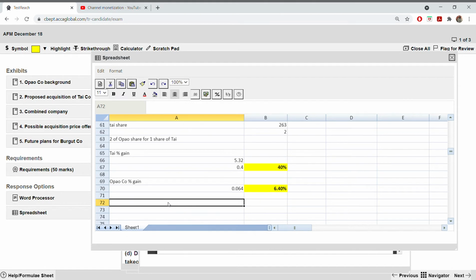Next, mixed offer. Finally, mixed offer. Mixed offer is usually supposed to be done at the last, because it is a mixture of share and cash. If you are good with cash and share, if you have done it well, then mixed offer is nothing for you.